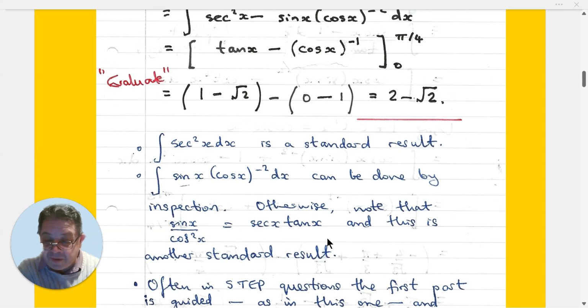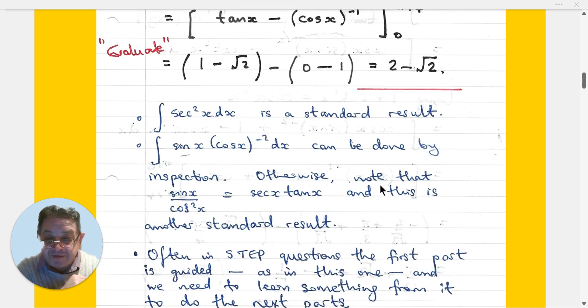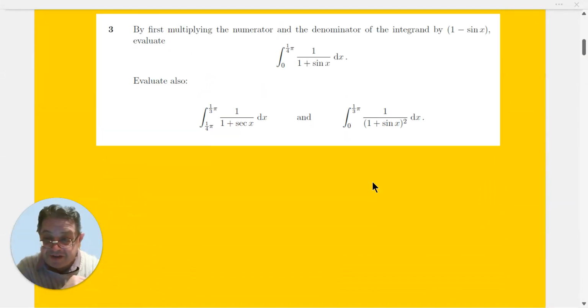Okay, next question. I've already said, often in step questions, the first part is guided, as this one is, and we need to learn something from it for the next parts. So, back to the question.